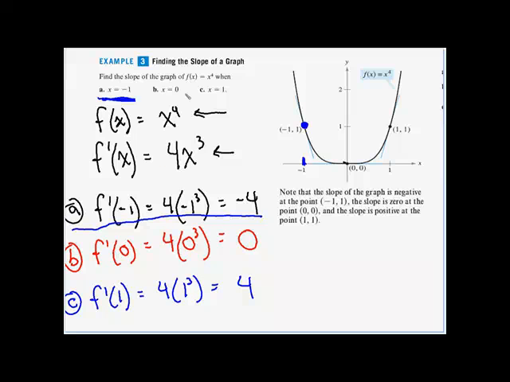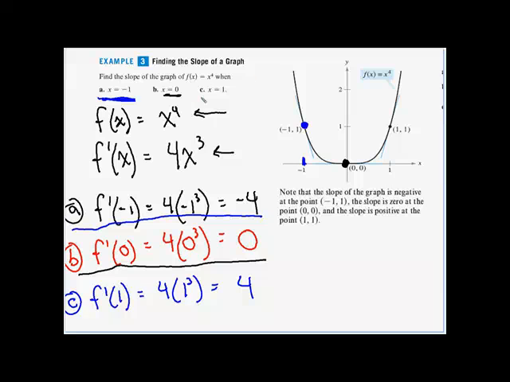For the next one, f of 0. Well, if we plug 0 into the original function, 0 to the fourth is 0. And if we plug that same x is 0 into the derivative, it tells us the slope occurring at that point is also 0. If we were to draw a tangent line right here, it would be horizontal, touching that graph.